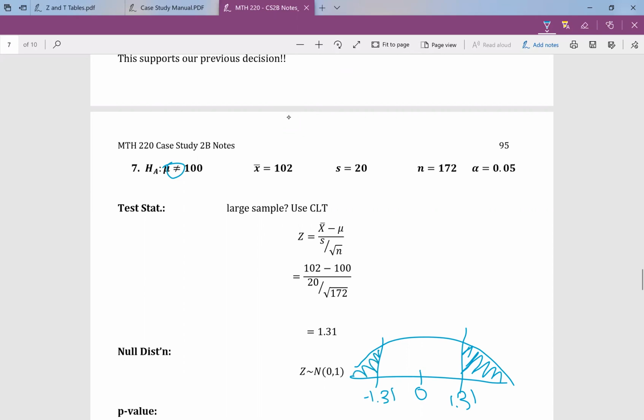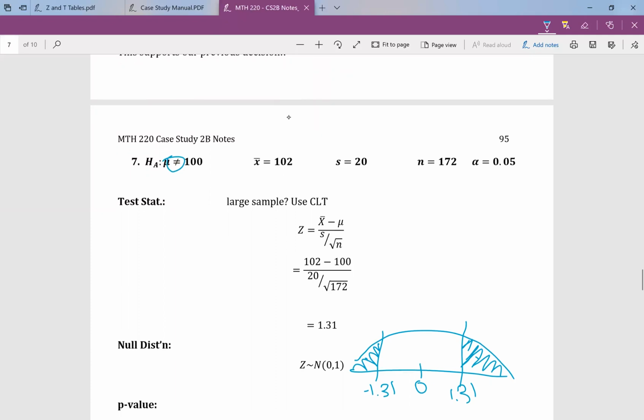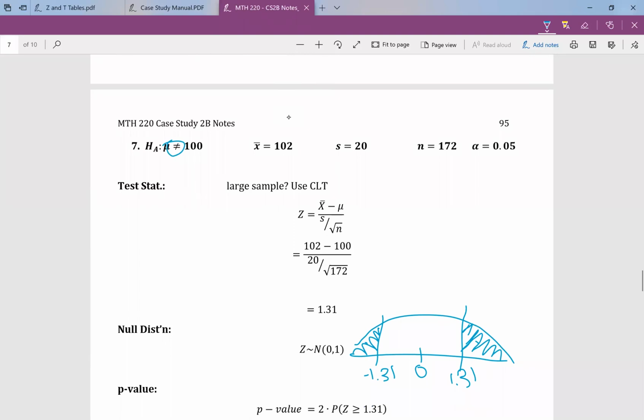So even though I'm not the best drawer and those don't look symmetric, okay, both of these shaded areas are exactly the same area, exactly the same size, exactly the same number. Okay, so when we write the probability statement for p-value, we always start with 2 times the probability, okay? So 2 times the probability of seeing our test statistic, 1.31, and then we shade to the right. Okay, so now we need to find out what is that area?